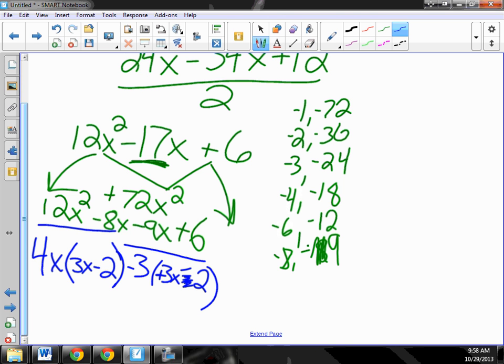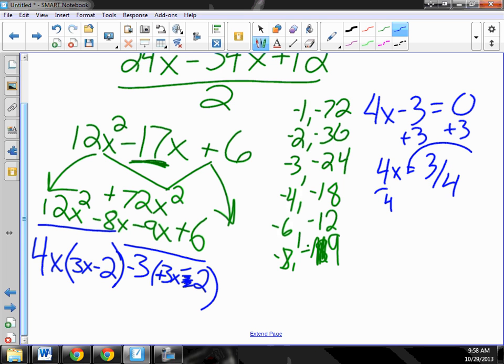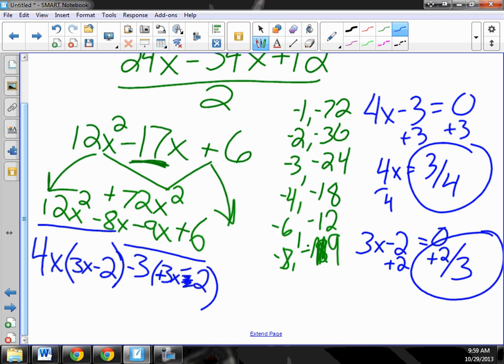So my factors are 4x minus 3 equals 0. Add the 3. 4x equals 3. Divide by 4. So one answer is 3/4. For the other one, 3x minus 2 equals 0. I'm going to add 2 and divide by 3. And my second answer is 2/3.